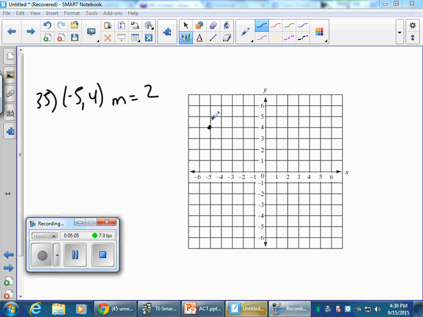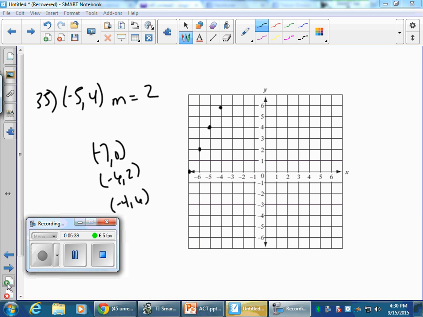And if it has a slope of 2, that means it'd go up 2 and over 1. So that would be a point. I can also go down 2 and backwards 1, down 2 and backwards 1. So some points on that line would be negative 7, 0, negative 6, 2, and negative 4, 6. And basically, I want to go up 2 and over 1. So you can add 2 to the y and 1 to the x and keep doing that, because it's going to go up 2 and over 1.